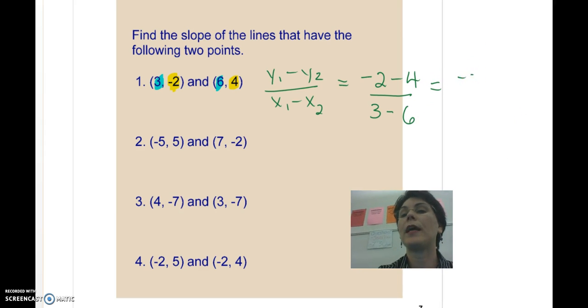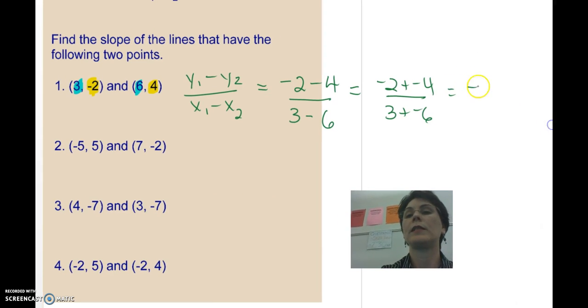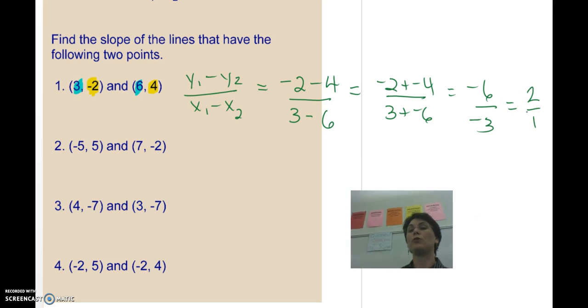Alright, so we're going to get -2 plus -4 over 3 plus -6, which is -6 over -3. We're going to leave that as the ratio 2/1. So go ahead and try numbers 2 and 3, and then we'll check back and see how you're doing.